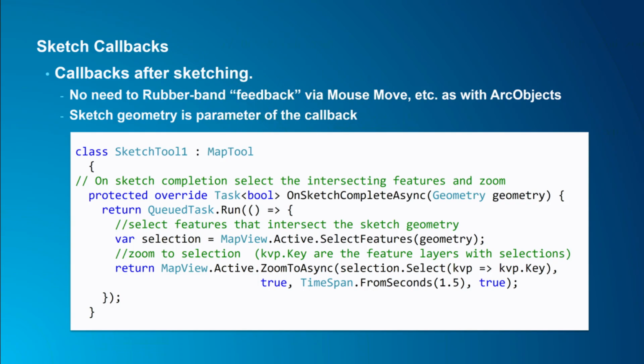So in this case, we tell that task scheduler to perform a selection of features using the intersecting of the sketch geometry. And then we zoom to that selection using, I guess, a time of 1.5 seconds, some specialized parameters.